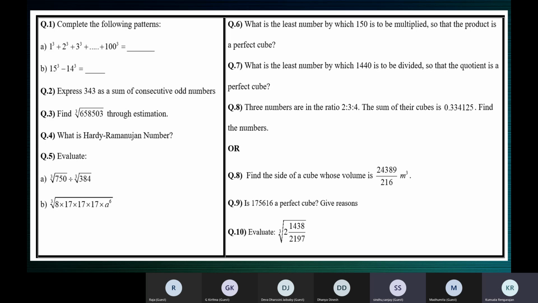So 8 comes out of the cube root as 2, and 17 cubed as 17, and a power 6 is a square. So now 2 into 17 is 34. 34 a square is the answer.